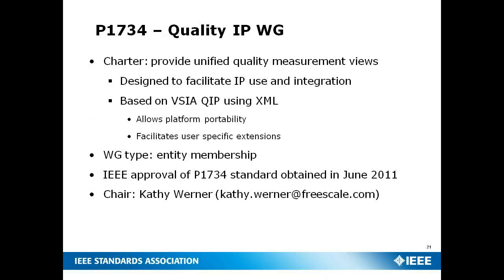1734, I mentioned this. It's already been approved in June of 2011, but in case you're not familiar with it, this is when Kathy Werner of Freescale drove. Based on the old VSIA QIP. Essentially, this is a way for IP producers to indicate to users what quality measures they have met in the IP, and for IP consumers to be able to see from vendors what kind of IP quality they can expect. It's all done in XML, which of course allows platform portability and allows extensions pretty easily.